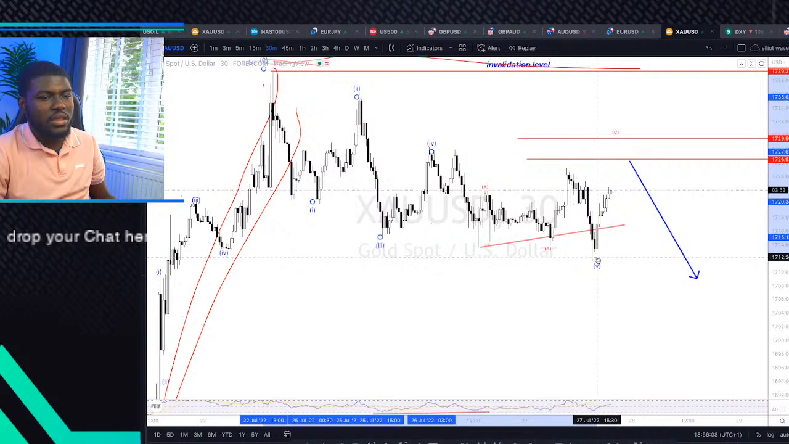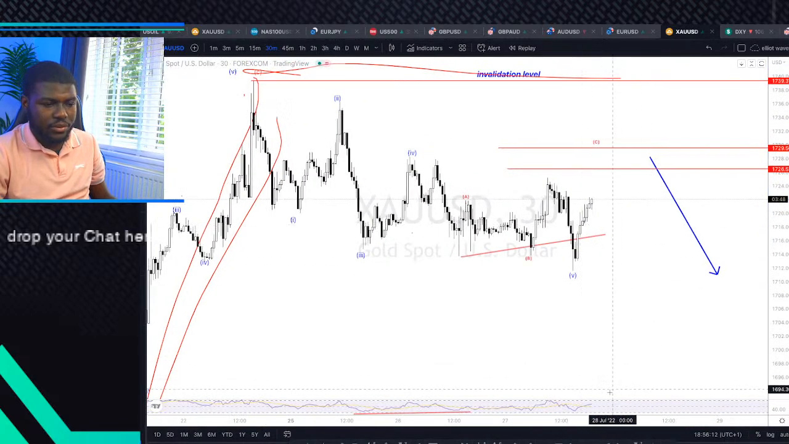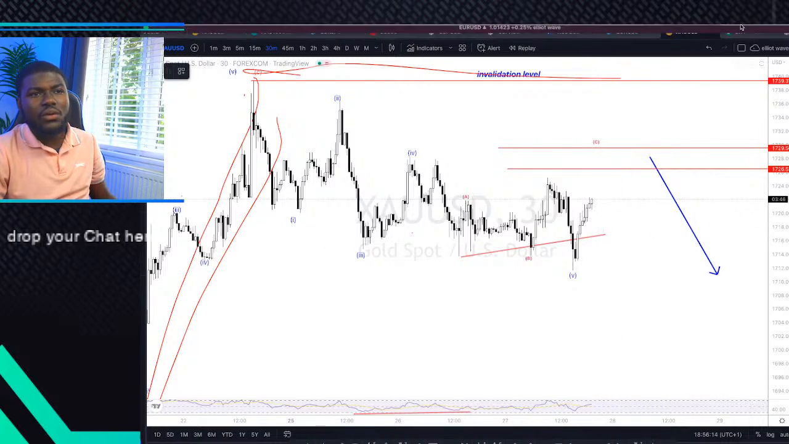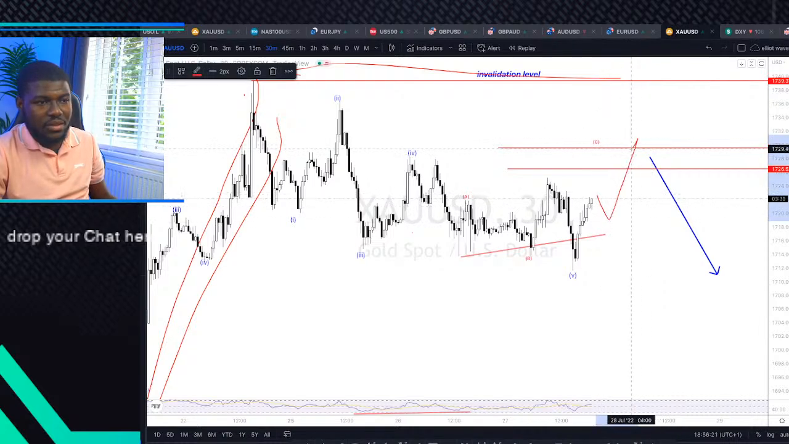Okay, this is the end of wave 5. Fantastic. That's what's going to happen. So for gold, let me keep staring at the time so I won't miss out. For gold, I'm expecting something like this already. I'm expecting price to go as high as the 1729 region. So I'm expecting price to get to this zone.